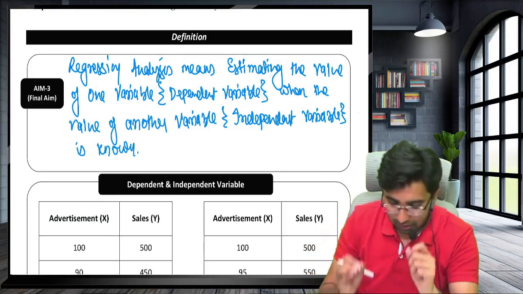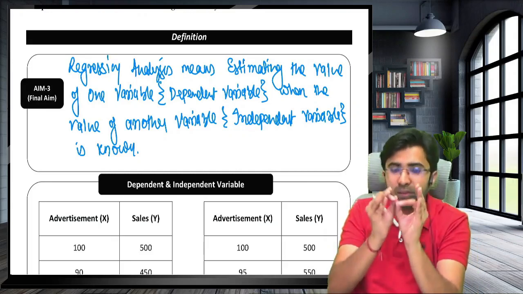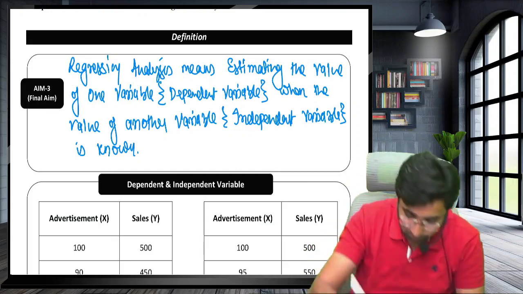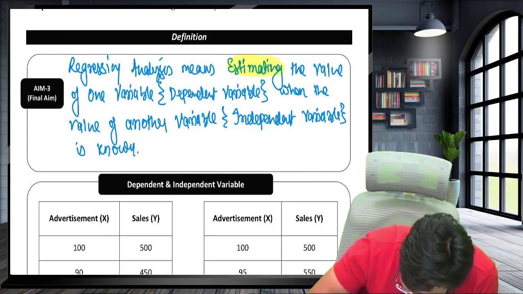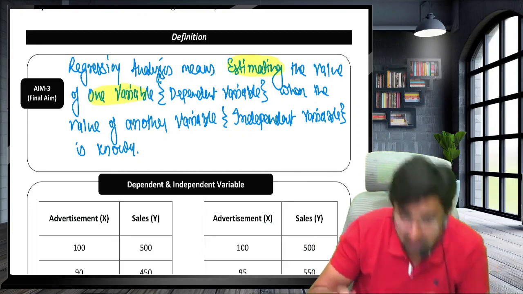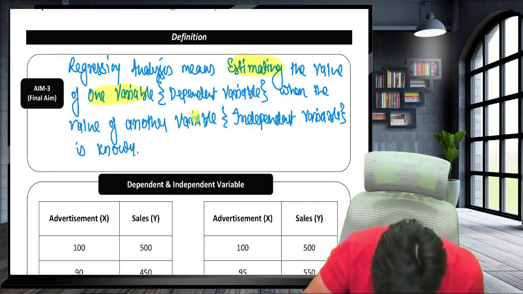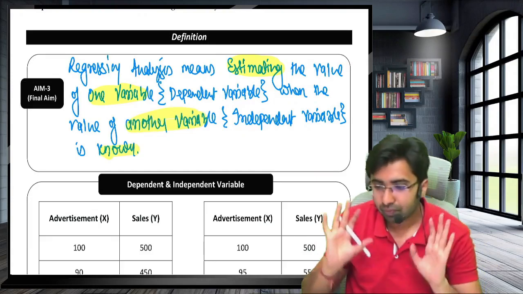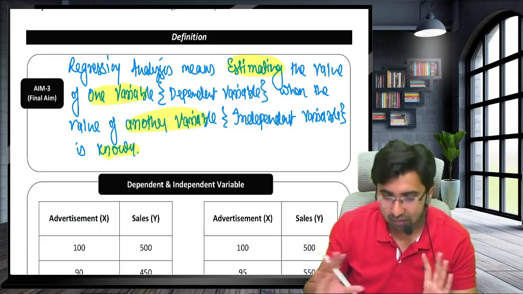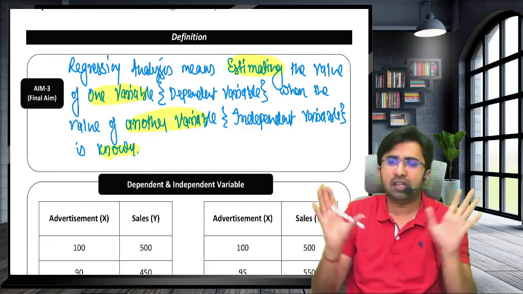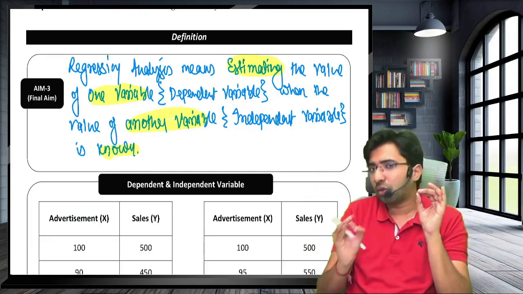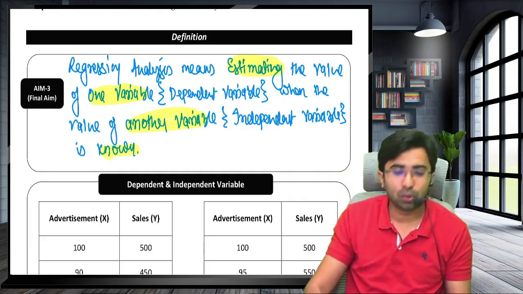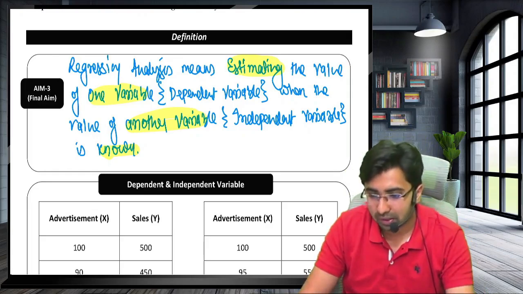Pooja, write down fast. Regression analysis means estimating the value of one variable when the value of another variable is known. Done? Guys, now let's start with the flow of the chapter. A very, very easy chapter, you'll find it. And I will make sure that you score 100% marks in this chapter. Don't worry. Guys, are you all here? Shall we start now?